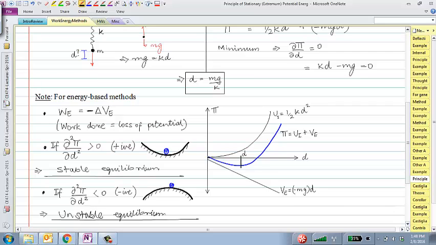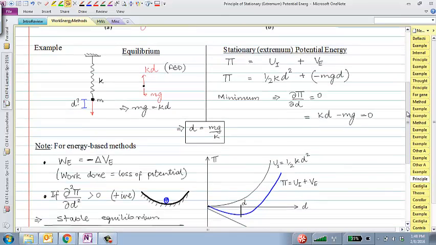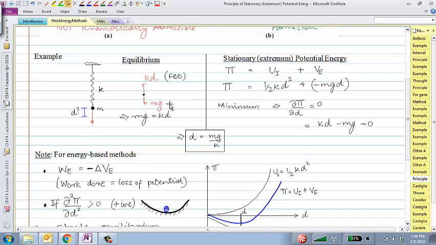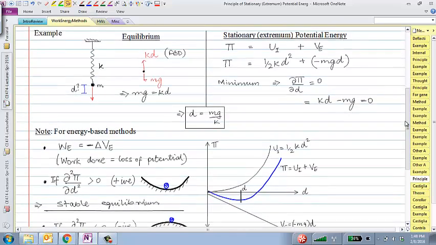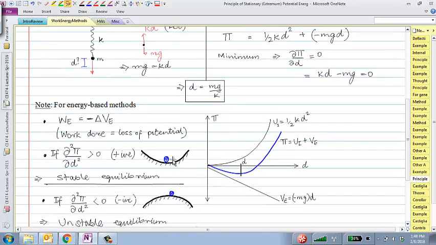And this is another benefit of this energy approach. With Newton's laws approach, you don't really have a measure of energy. Yes, you can find it, but you would have to do extra work to do that. In the energy approach, you automatically get a measure of whether the equilibrium that you have is stable or unstable.